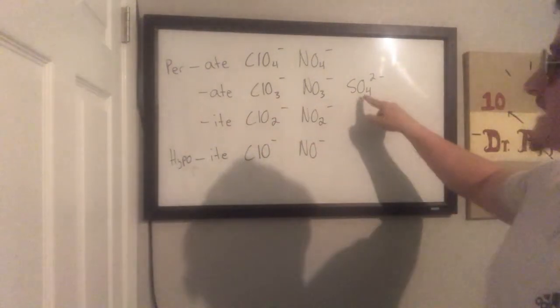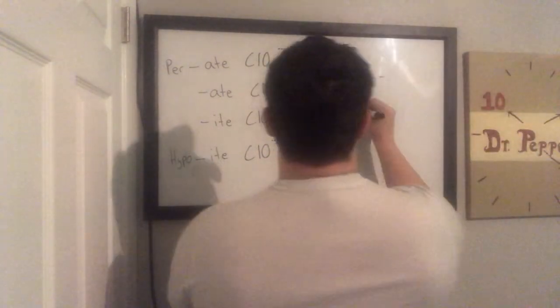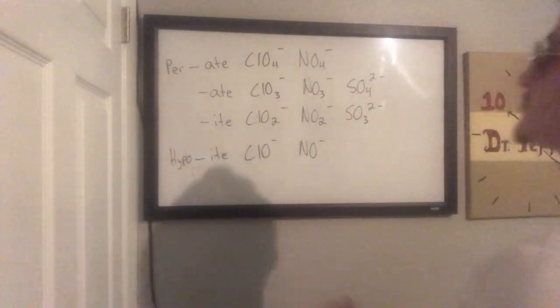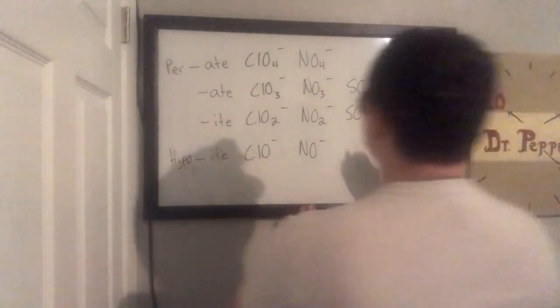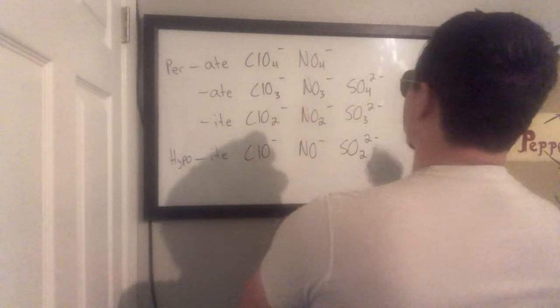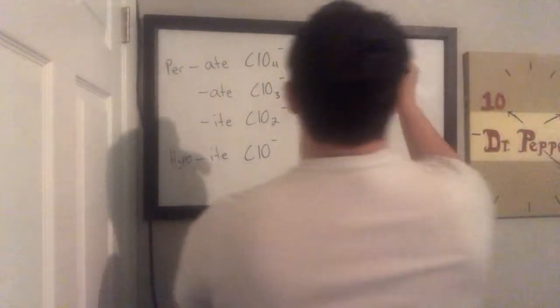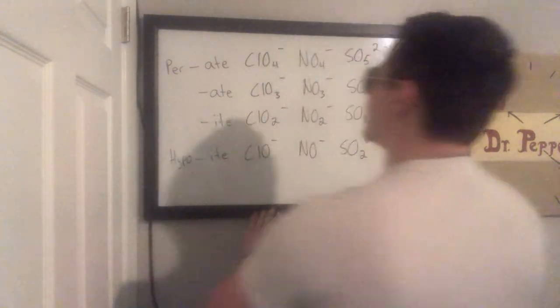If sulfate is SO4 with a charge of -2, what would sulfite be? Just subtract an oxygen. Don't do anything to the charge. The charge stays the same. So then hyposulfite is going to be SO2 with a charge of -2. And persulfate is going to be SO5 with a charge of -2.